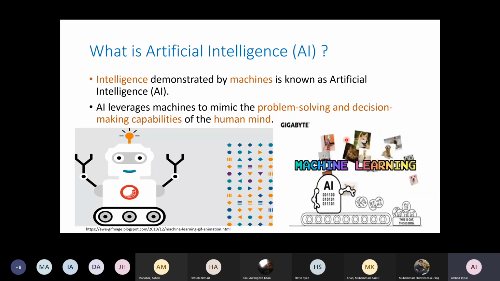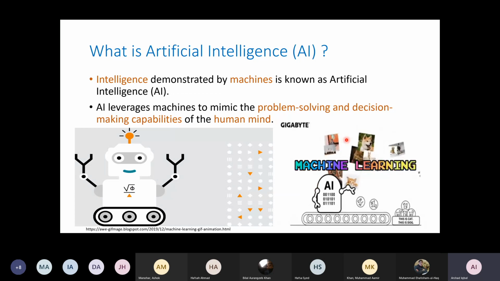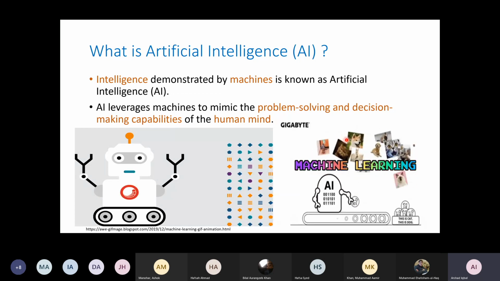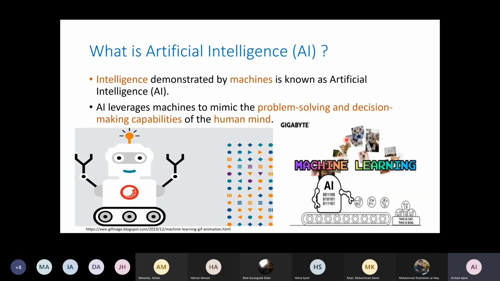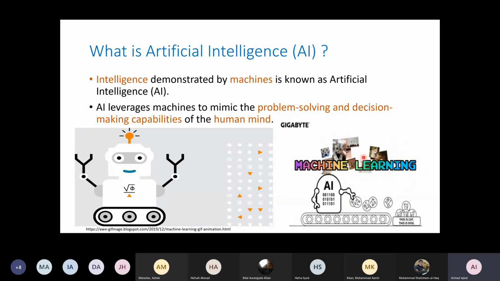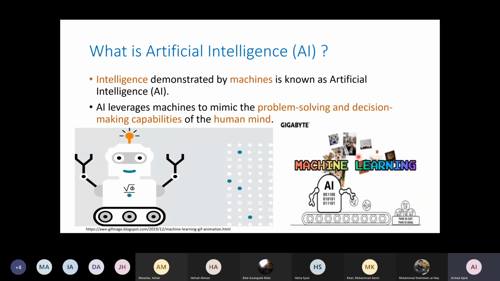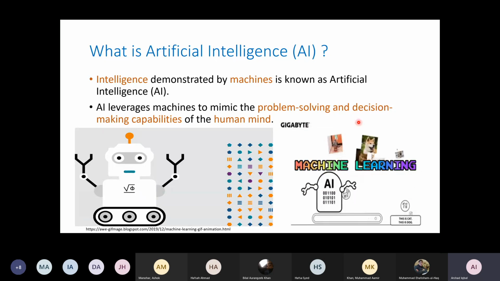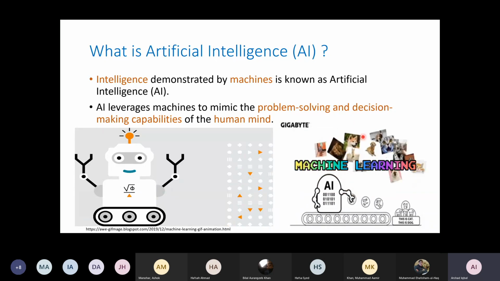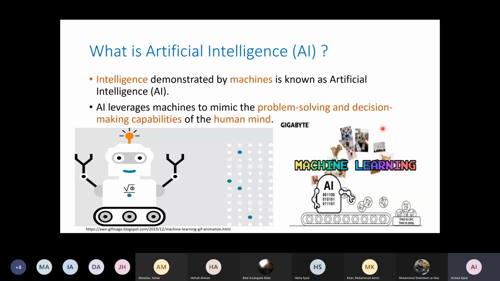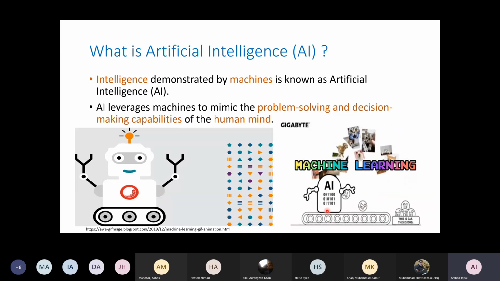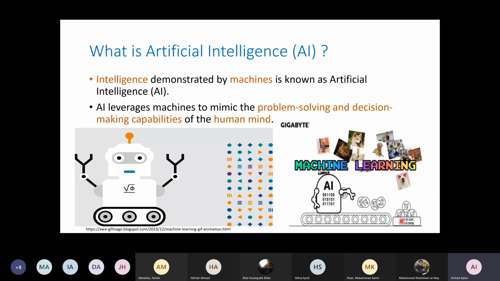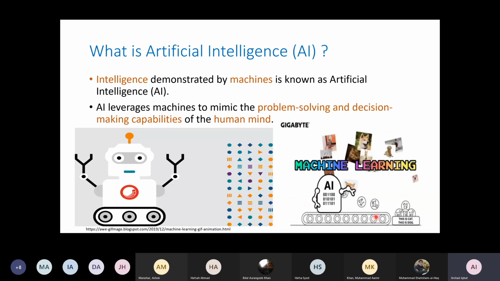AI leverages machines to mimic the problem solving and decision making capabilities of the human mind. If you could see these infographics, on the right there is a machine based on AI or machine learning, which classifies objects into cat or dog. Some pictures are given to this device, and it classifies them either as a cat or as a dog.